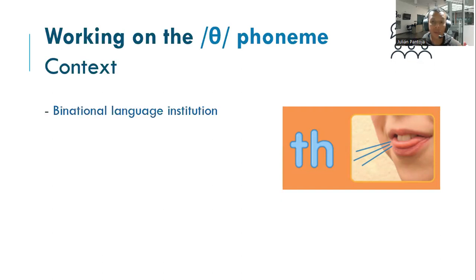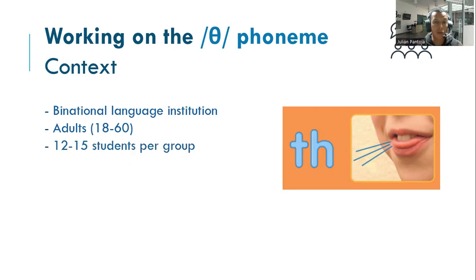The context for this activity is a group in a binational language institution here in Bogota, Colombia. The courses are oriented towards adults who range from 18 to 60 years old, and groups generally have between 12 and 15 students. Mixed students, mixed ages, but all of them go to those courses for a very concrete reason: learning English.